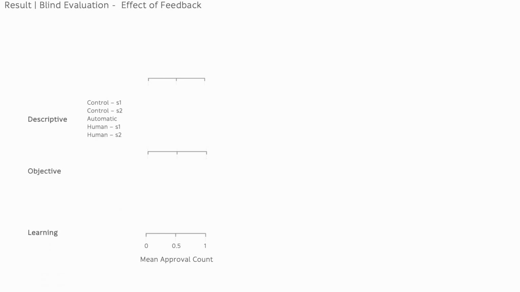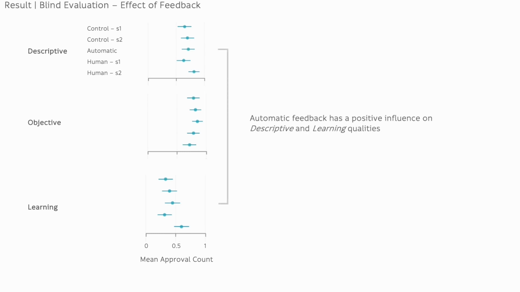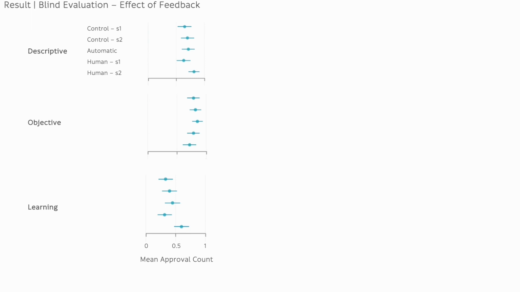Here I'm showing the graph of the effect of conditions on the mean approval counts. The x-axis indicates the mean approval count value, and the y-axis indicates the conditions. From these figures, we can see that the automated feedback seems to have a positive influence on descriptive and learning qualities, although human feedback seems to have a bigger positive influence than the automated feedback. For the objective quality, the automatic feedback seems to have a positive influence, while human feedback deteriorates the mean approval counts.